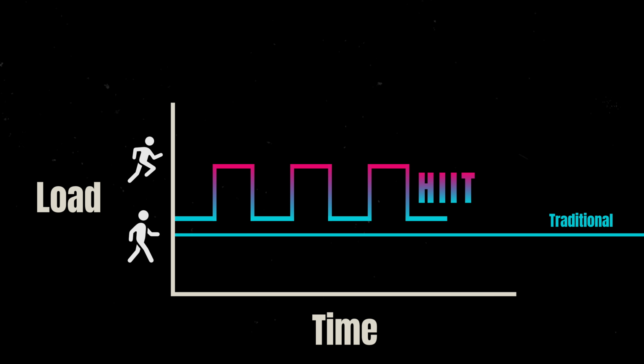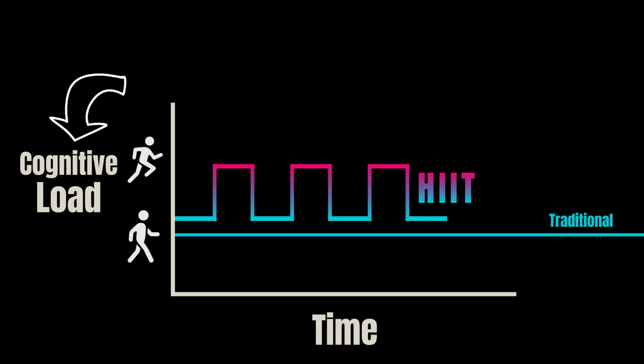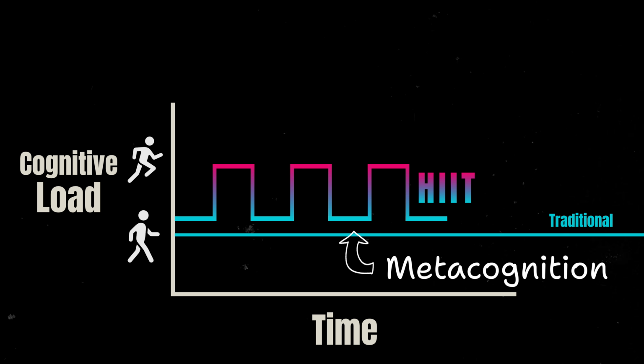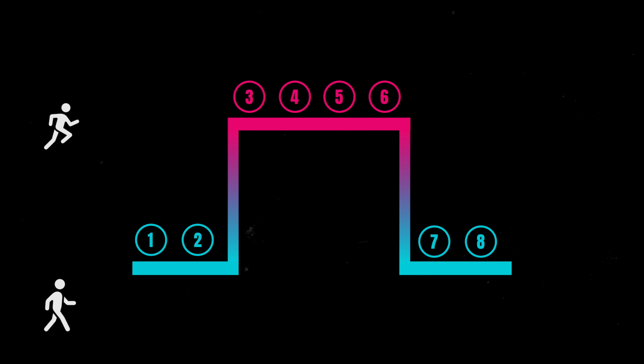For learning, that load is our cognitive load. High load intervals involve mind mapping. In between, low to moderate load intervals involve metacognition and reflection. Let's take a look at the 8 steps in one of these intervals.